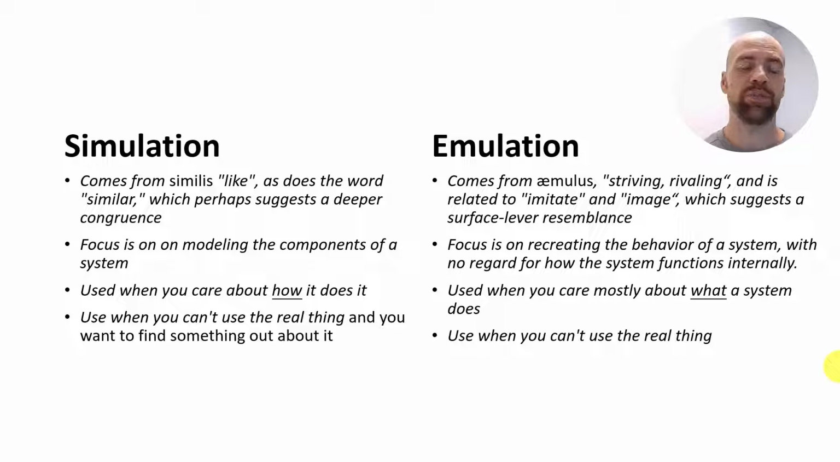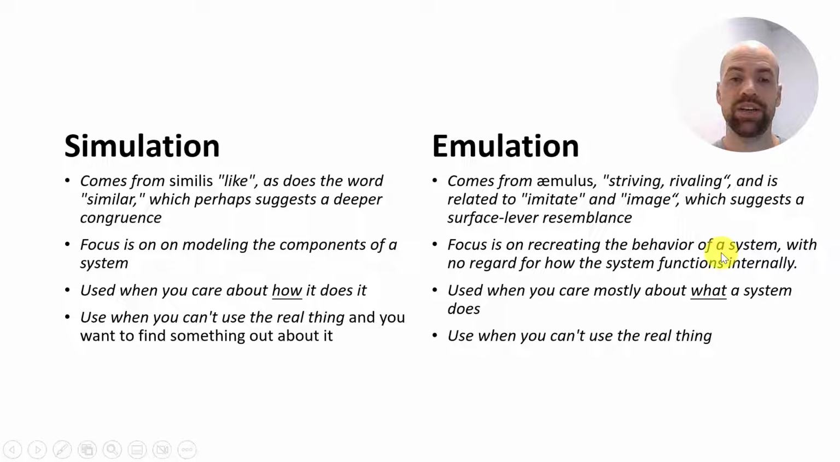And if we start at the top, simulation, the term itself comes from simulus, which is like, and suggests a deeper congruence, something which is really like the thing of the real world. Whereas emulation comes from imitating and is rather an image, so it's a surface level resemblance of the real world. So with the simulation, the focus is on modeling the components of the system, where with the emulation, the focus is on recreating the behavior.